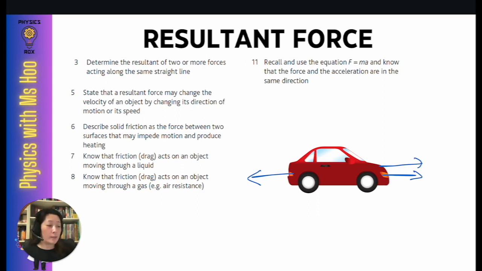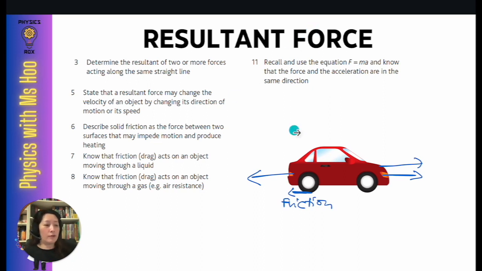You need to be able to describe solid friction as the force between two surfaces that may impede motion and produce heating. You also need to know that friction can act on an object that's moving through a liquid or through a gas, and these are known as drag. An example of drag would be air resistance.